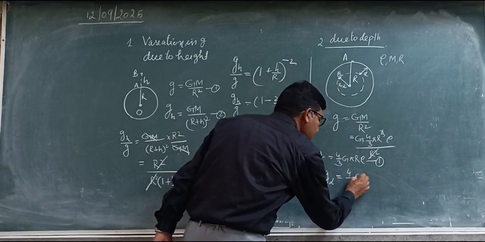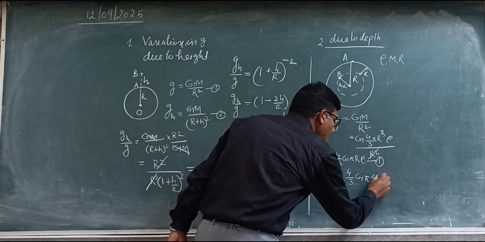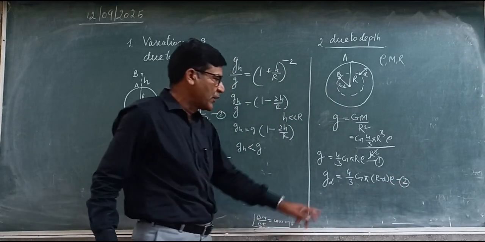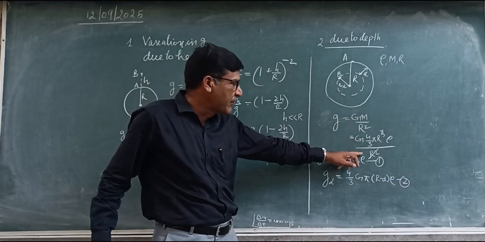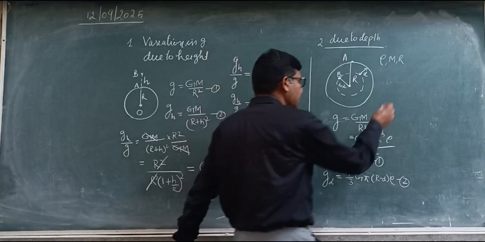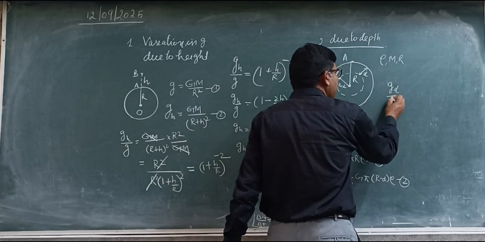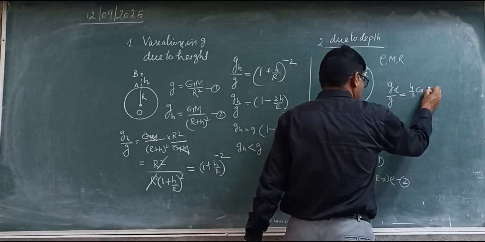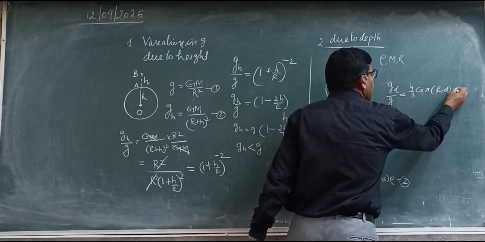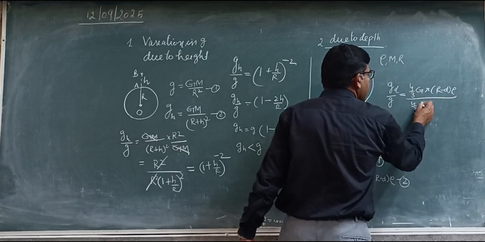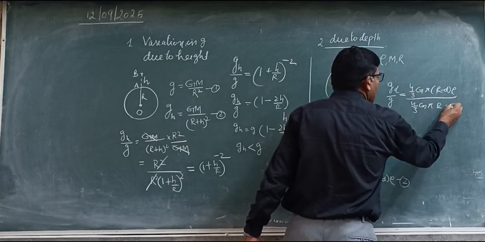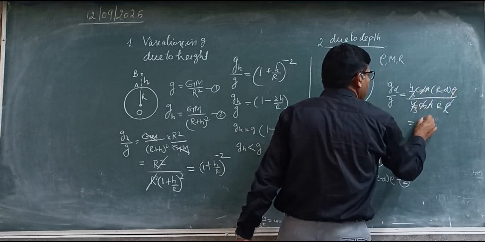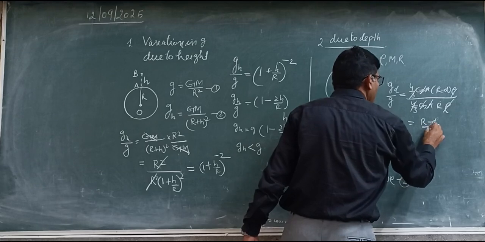4 by 3 G pi, this is r minus d, and this is rho. This is equation number 2. This is the value of acceleration due to gravity. You can simply find it in this way. Then let us compare it, that is gd upon g. It is equal to 4 by 3 G pi (r minus d) rho upon 4 by 3 G pi, this is r rho. These terms get cancelled and we are left with (r minus d) upon r.